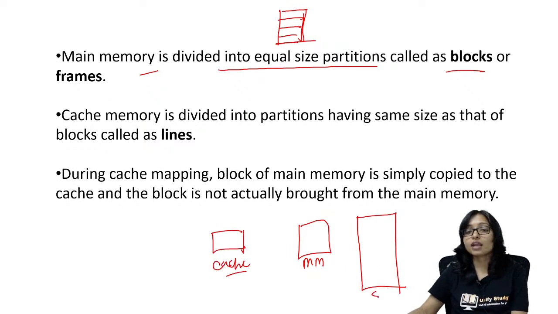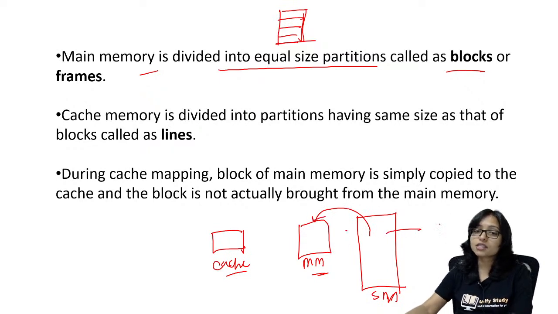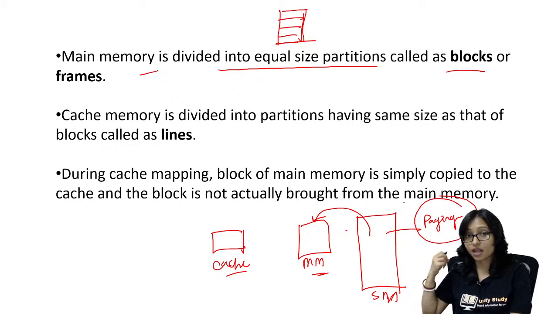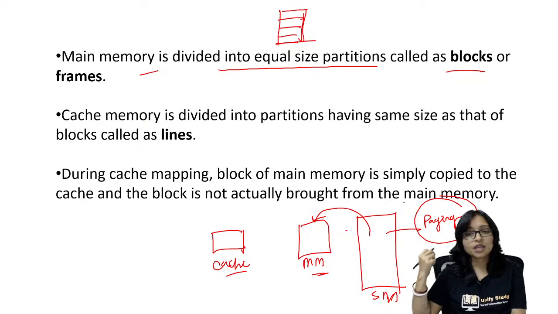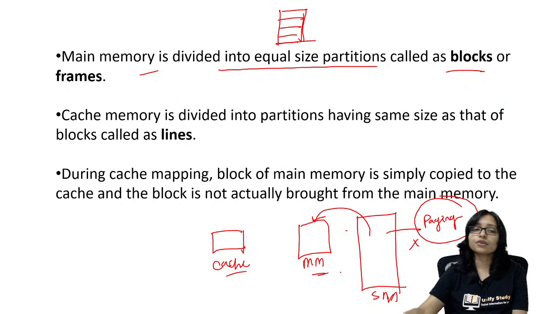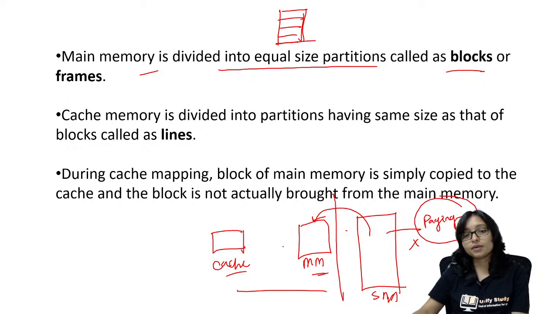When we work on secondary memory and the main memory, means from the secondary memory I want to store in main memory, this concept will come under paging. This is the concept under paging, how the paging will work. So, here now we are not discussing paging. The next part, in the next class, I will discuss the paging. Now, we are focusing between main memory and cache memory.